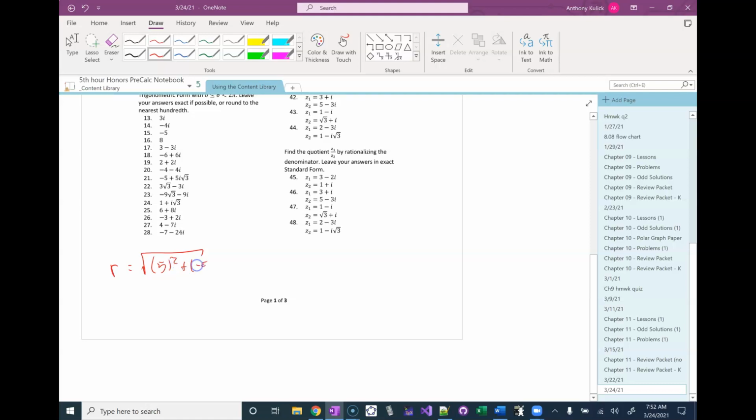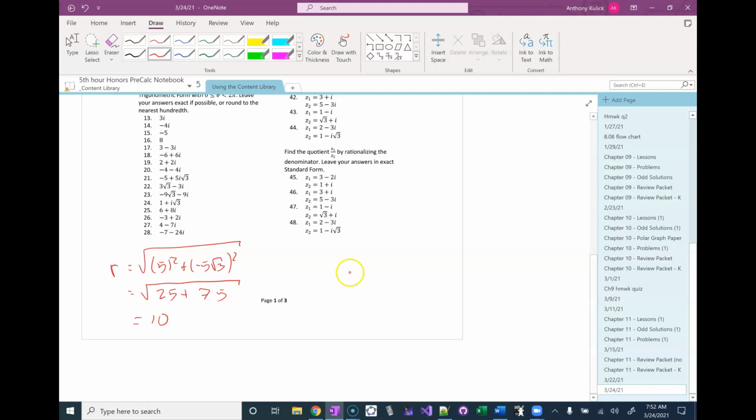5 squared plus negative 5 root 3 squared, all square rooted. So that's, let's see, 25 plus 25 times 3, so 75. So that comes out to be 10. Okay there?